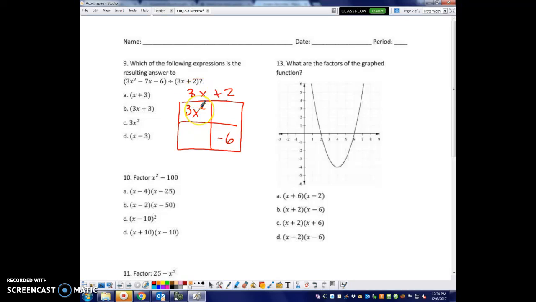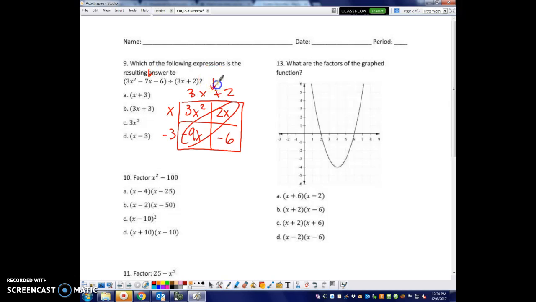What times 3x will give you 3x squared? 1x, but you don't have to write that 1. Okay, x times 2 is 2x. 2 times what will give you negative 6? Negative 3. Okay, and then negative 3 times 3x will give you negative 9x. Double check this. Negative 9 plus 2 is negative 7, so that is correct.